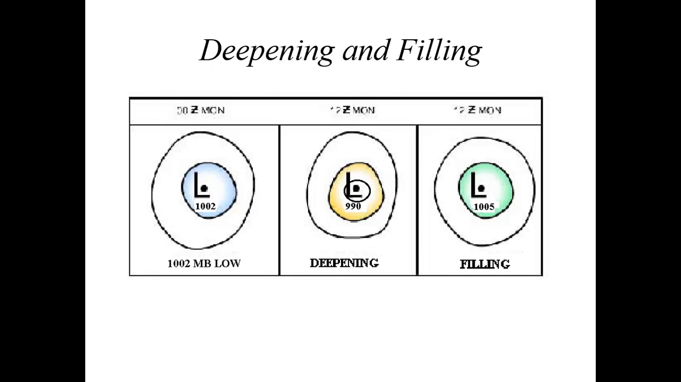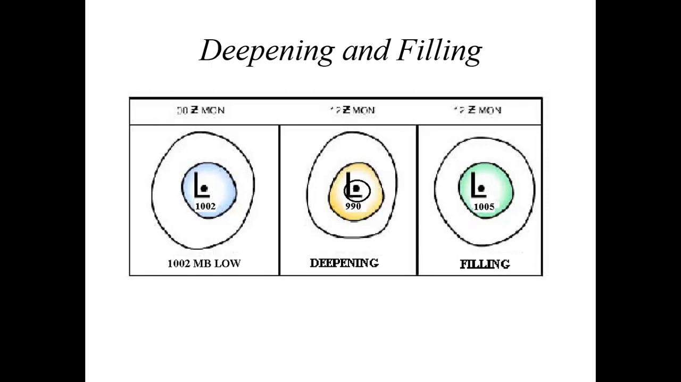pressure, and the central pressure is at 1002 millibars. You see the 1002 underneath that low pressure system. I have two isobars surrounding my low pressure. If I move 12 hours later to the middle image, notice my central pressure has dropped from 1002 millibars on the left down to 990 millibars in the middle.